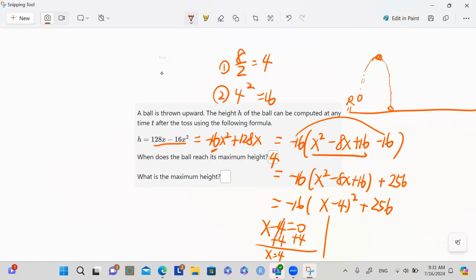And then the maximum height will look like this. So put this down into this. We get a y value, h, the height. H will be 256 feet. That's basically how you tackle this type of problem. It takes 4 seconds to reach the maximum height, and the maximum height is 256 feet above the ground.